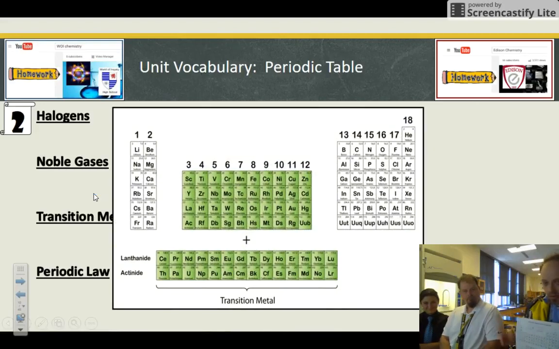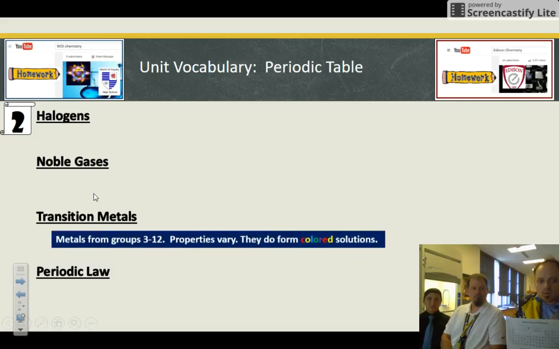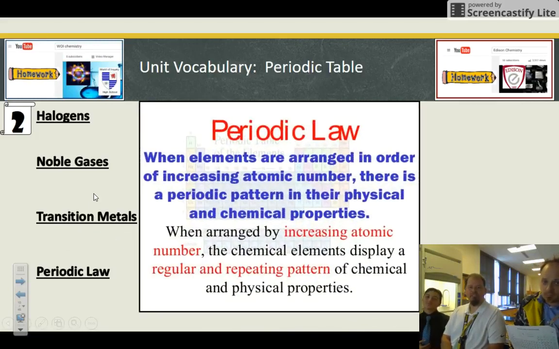Next up are the transition metals. Those are the ones that are found in the middle of the periodic table, groups 3 through 12. They don't follow the same rules with the valence electrons that the rest do. But when they bond together, they form colored solutions, which is neat. And that is testable, actually. I've seen it a ton.